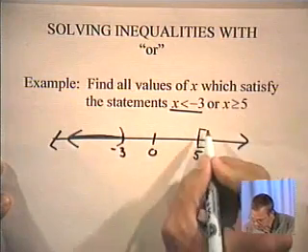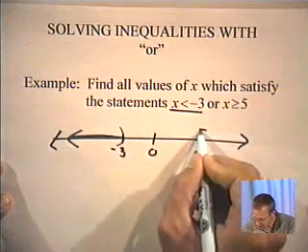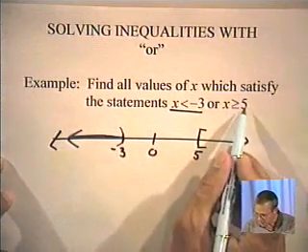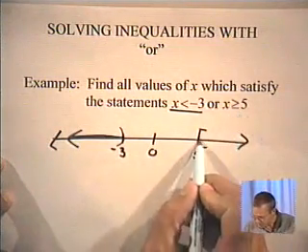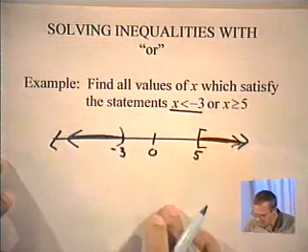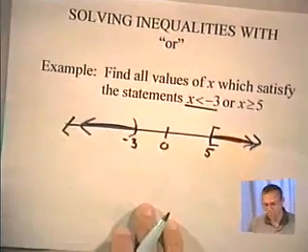Similarly, we want the solution of all x's that are greater than or equal to 5. So that equal sign means I need a closed bracket on the 5. And I need all the x's that are greater than or equal to 5, which means I need to go to the right of 5. So there's the solution on a number line.